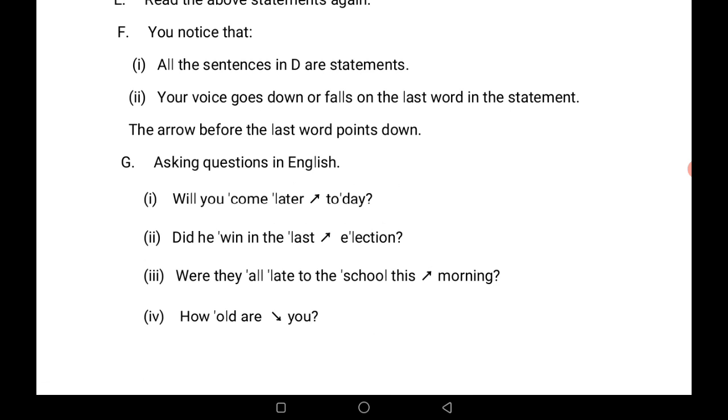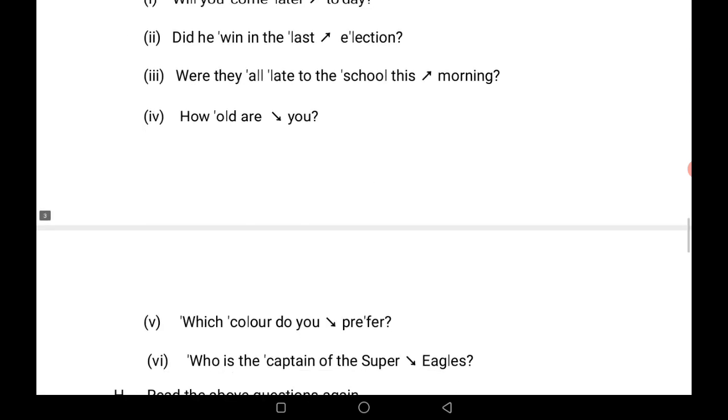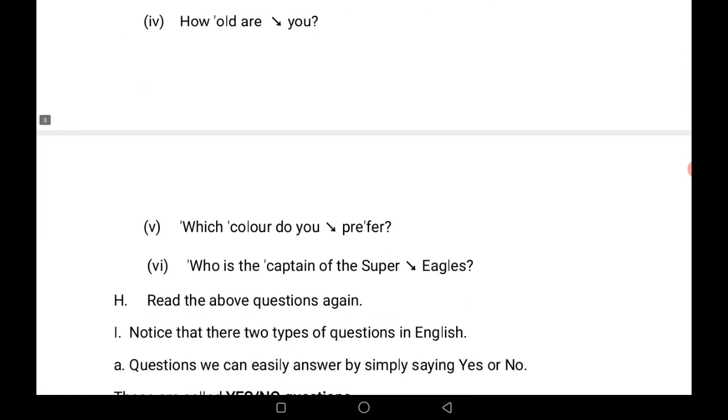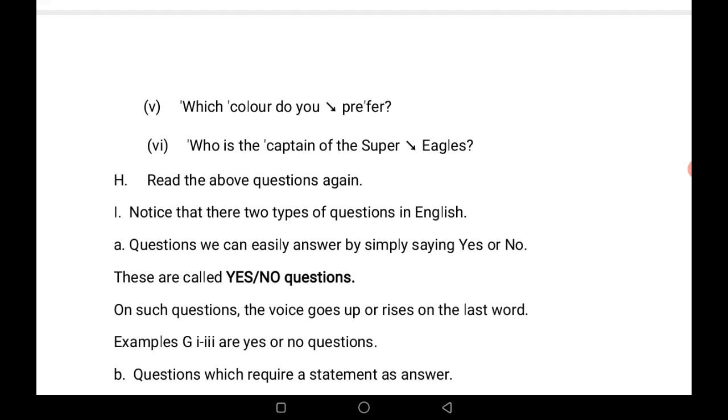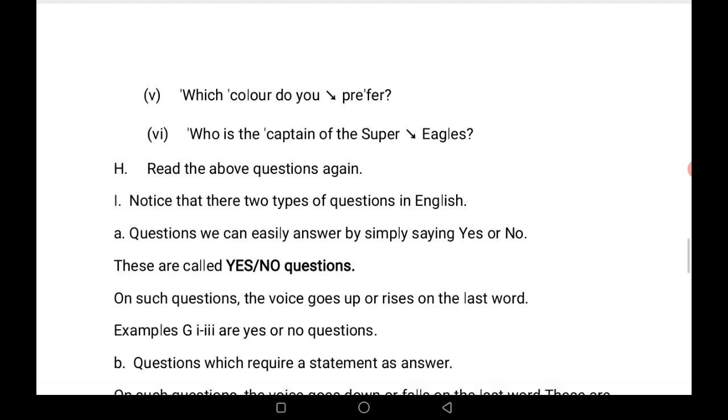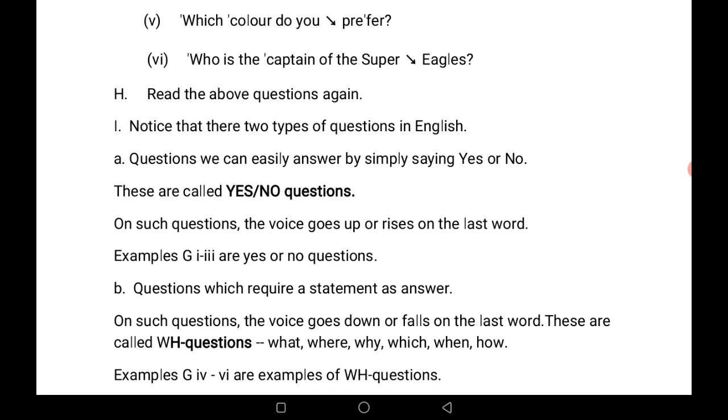But look at this one. How old are you? Can you answer this with a yes or no? Absolutely no. So which means the first three examples are examples of yes or no questions. These questions you can answer with a yes or no. The other ones are called WH questions.